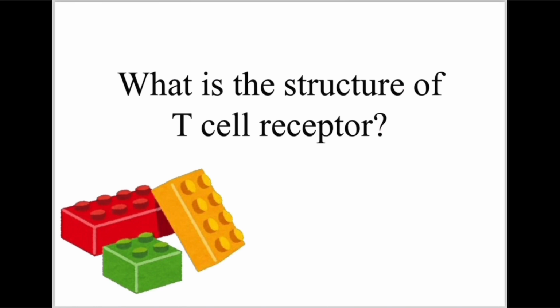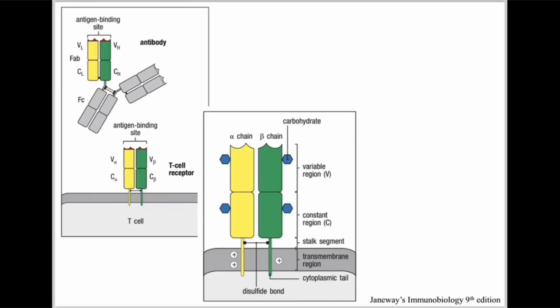What is the structure of T-cell receptor? TCR is a heterodimer consisting of two different chains called alpha chain and beta chain. These two chains are linked by disulfide bond. Each chain is composed of two regions called variable region or V region and constant region or C region. V region of alpha and beta chains together form the antigen binding site.